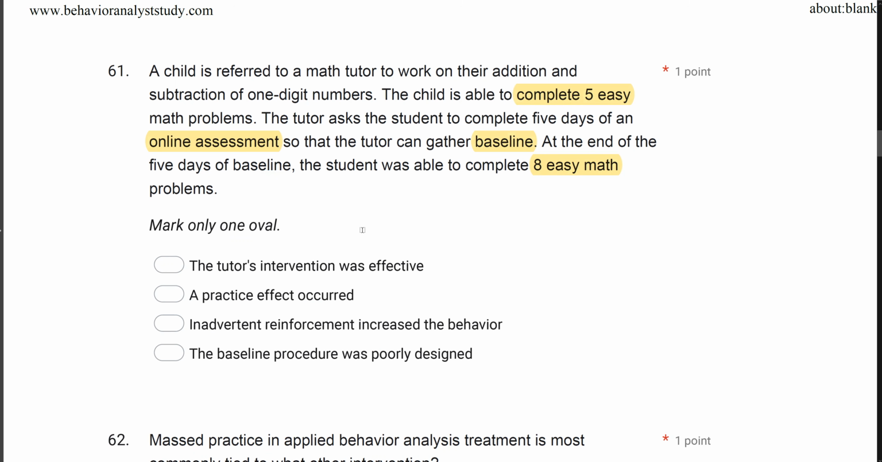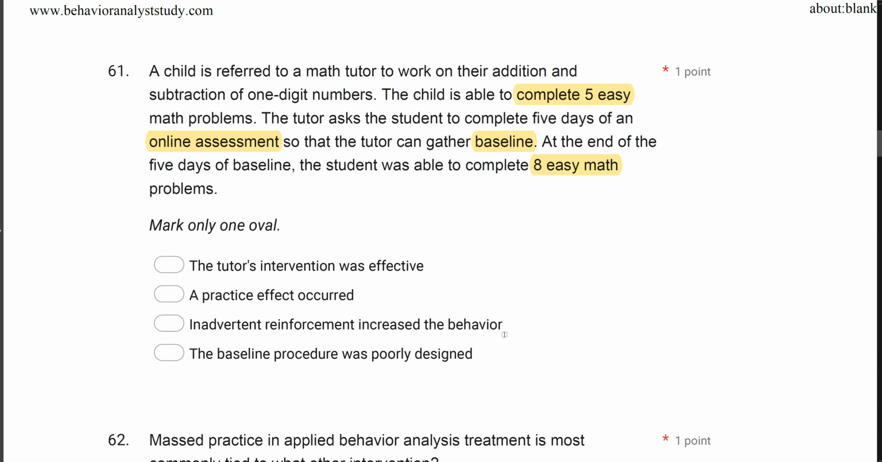So, A, tutor's intervention was effective. Has the tutor started an intervention? Well, no, he's collecting baseline. The tutor hasn't taught the child anything. He's just given them an online assessment for baseline. There is no intervention going on. B, a practice effect occurred. What's a practice effect? A practice effect is an increase in skill as a result of multiple attempts in baseline. So this looks exactly like what a practice effect would be.